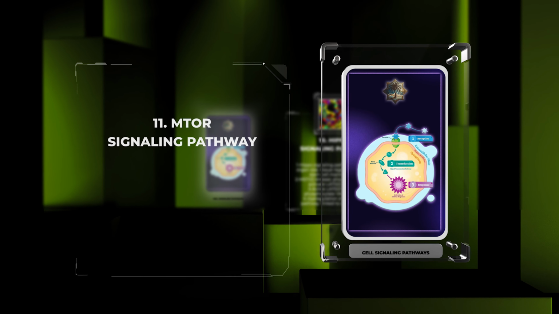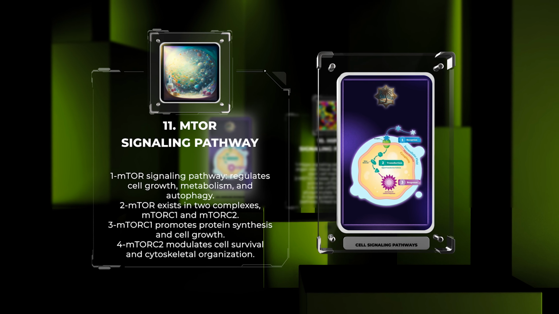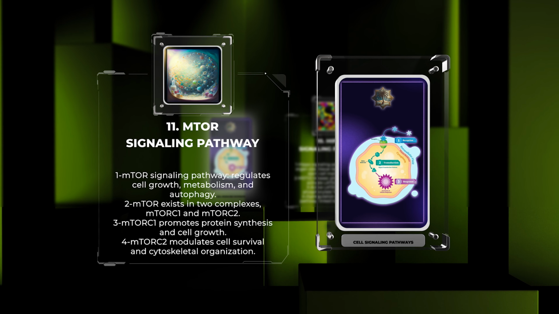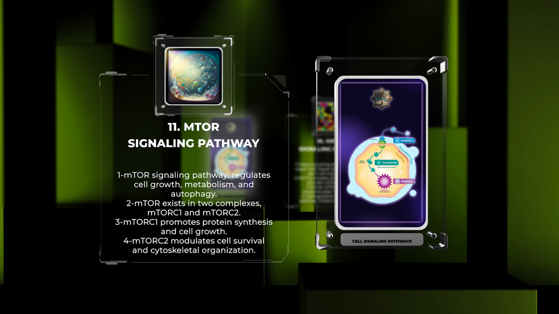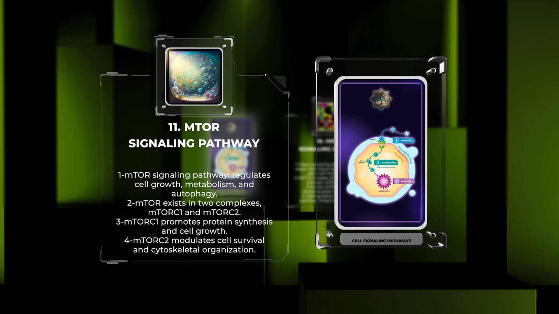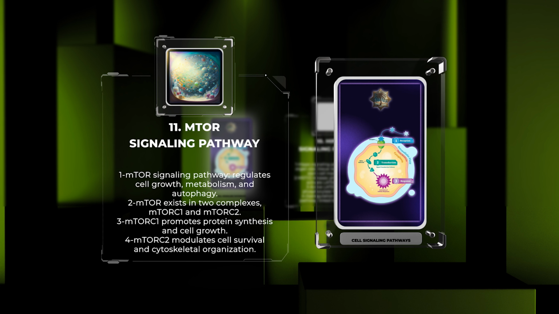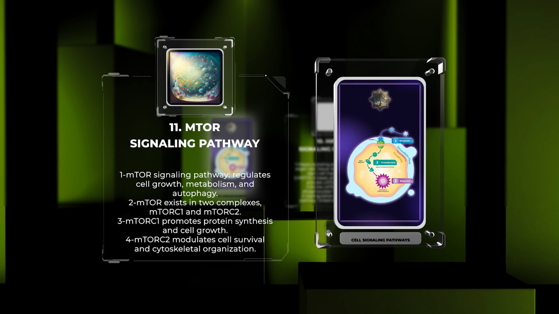The mammalian target of rapamycin, mTOR, signaling pathway regulates cell growth, metabolism, and autophagy in response to various cues, such as nutrient availability and growth factors. mTOR exists in two complexes, mTORC1 and mTORC2, both regulating distinct cellular processes. Activation of mTORC1 promotes protein synthesis and cell growth, while mTORC2 modulates cell survival and cytoskeletal organization. Dysregulation of this pathway is implicated in several diseases, including cancer, metabolic disorders, and neurodegenerative diseases.